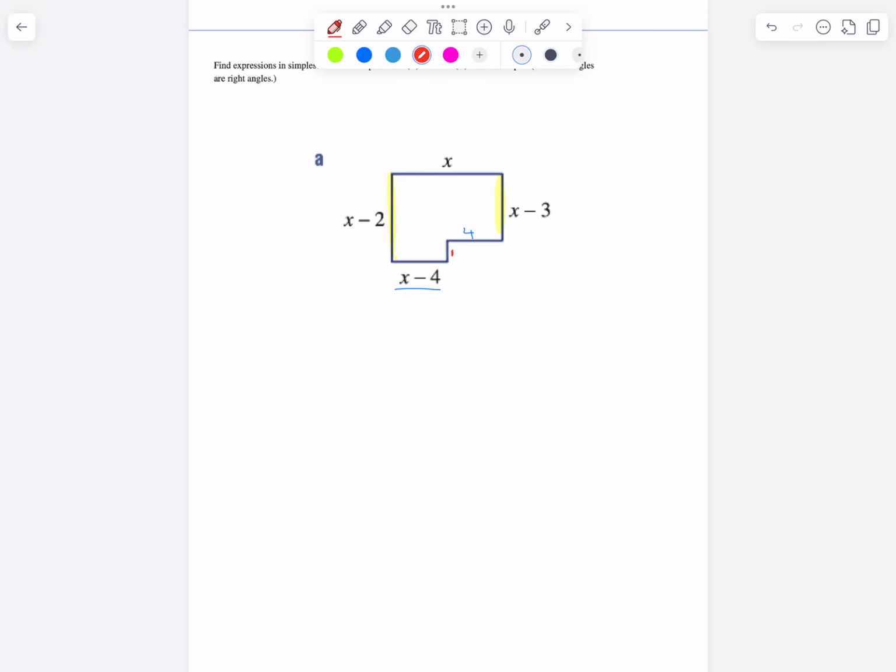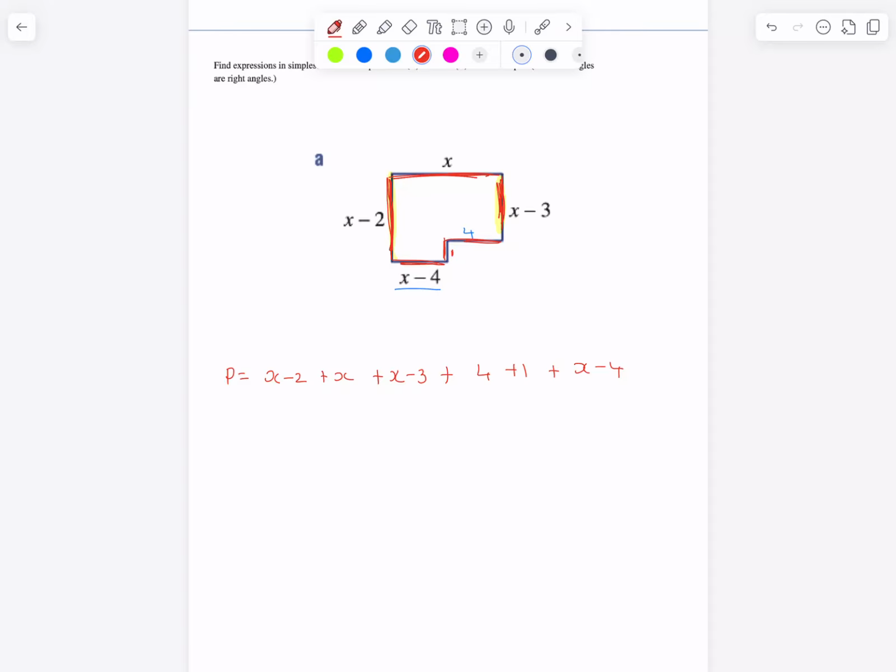So the perimeter is the total distance around the object. So it's going to be this distance first, which is x minus 2, plus this distance, which is x, plus this distance, which is x minus 3, plus this, which is 4, plus this, which is 1, plus that distance, which is x minus 4.